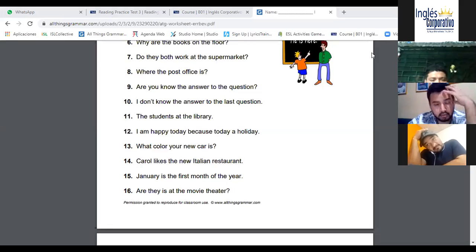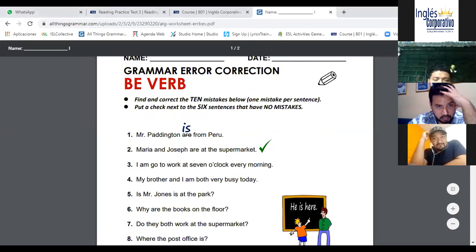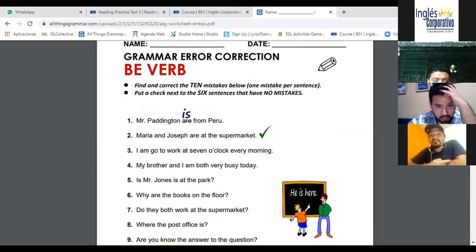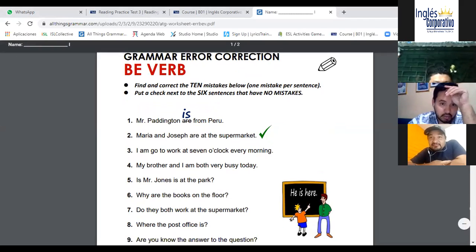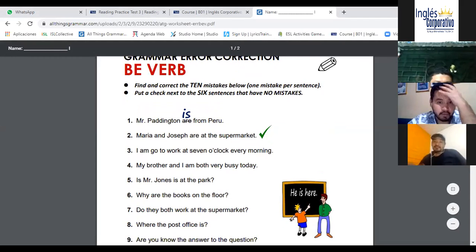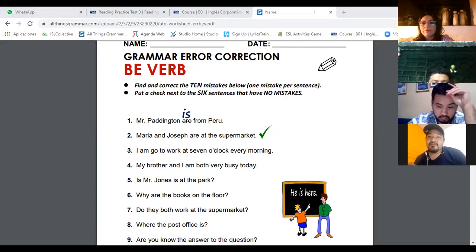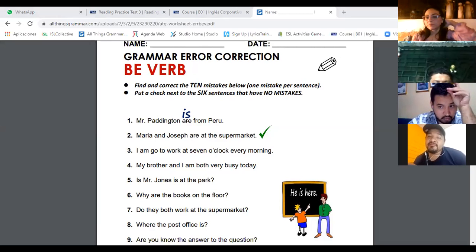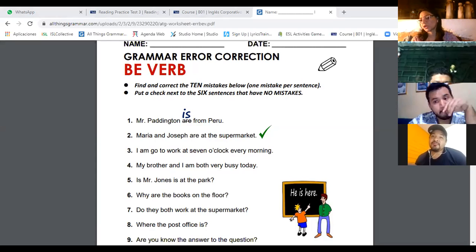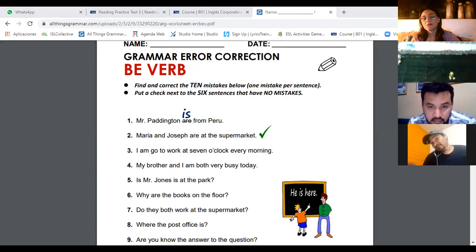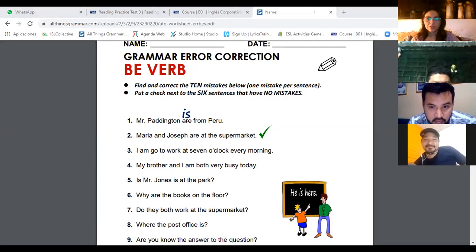All right, finished? Finished. Yes. All right, let's see. What about number three? Creo que esa fue la que me dio curiosidad. Number three, is it okay or not? I go to work at 7 o'clock every morning. Number three, it's okay. Are you sure? Yes. I go to the work at 7 o'clock every morning. Yes, okay. Well, it's not.